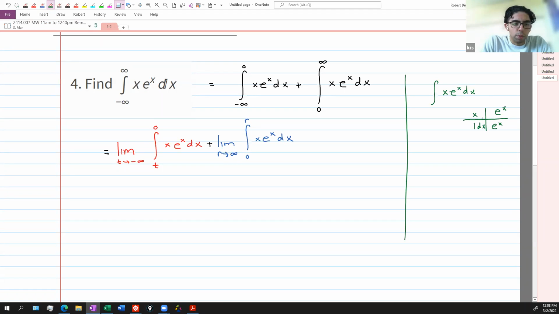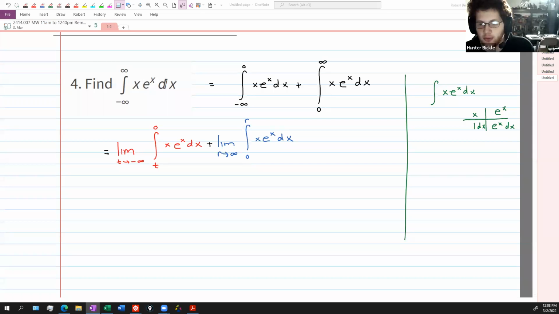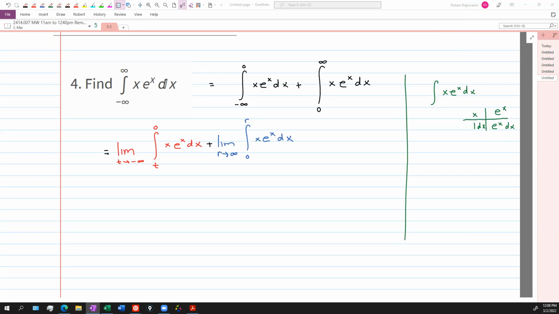What goes first, the top or the bottom? Do you mean like when you're doing the subtracting? Yeah, it's the top minus the bottom.